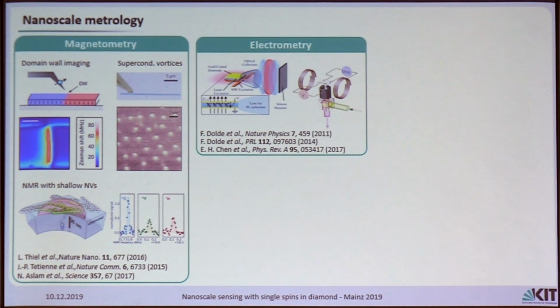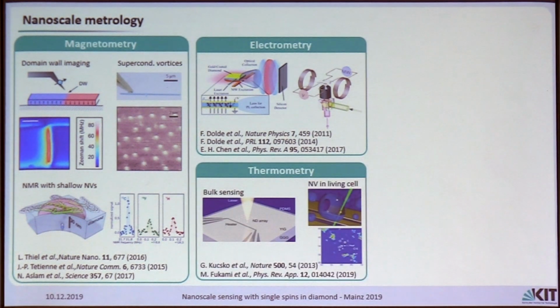So you could do electric stray field sensing of large electrodes down to single electrons, which are close to the NV center. And then, since this NV center is in diamond, you could also sense temperature, so thermometry could be possible. Either bulk sensing or even a little more biomedical application would be if you have nanodiamonds, so powder of diamond with NV centers inside, you could implement these in living cells. This has been done by the Fukami group. And then measure the temperature of a living cell. It's also a beautiful experiment.